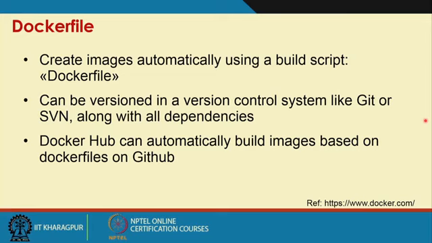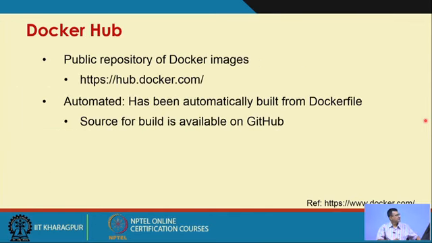There are a few more things. One is the Dockerfile, which creates an image automatically using a build script called Dockerfile, and can be versioned in a version control system like Git or SVN along with other dependencies. Docker Hub can automatically build images based on Dockerfiles on GitHub, right. So, these things are possible. And Docker Hub is where the public repository of Docker images is, like hub.docker.com, a good resourceful area for these Docker images, automatically built from Dockerfiles. The source for the build is available on GitHub.